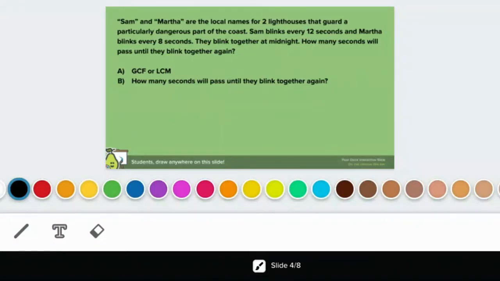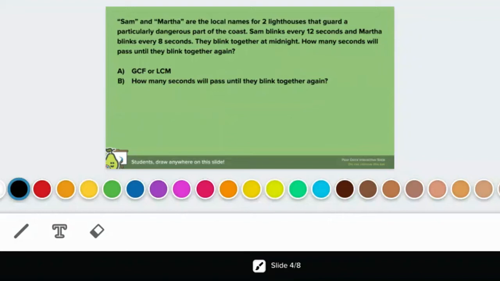All right, so the first example says Sam and Martha are the local names for two lighthouses that guard a particularly dangerous part of the coast. So Sam is a lighthouse, and Sam blinks, and so does Martha. Sam blinks a light every 12 seconds, and Martha blinks every 8 seconds. They blink together at midnight. How many seconds will pass until they blink together again?